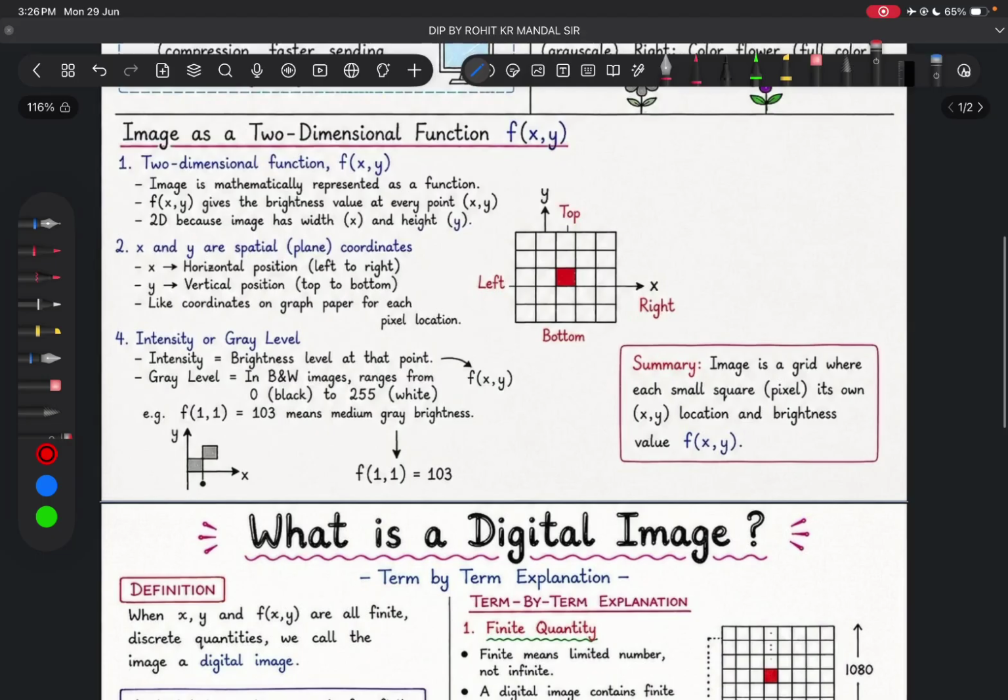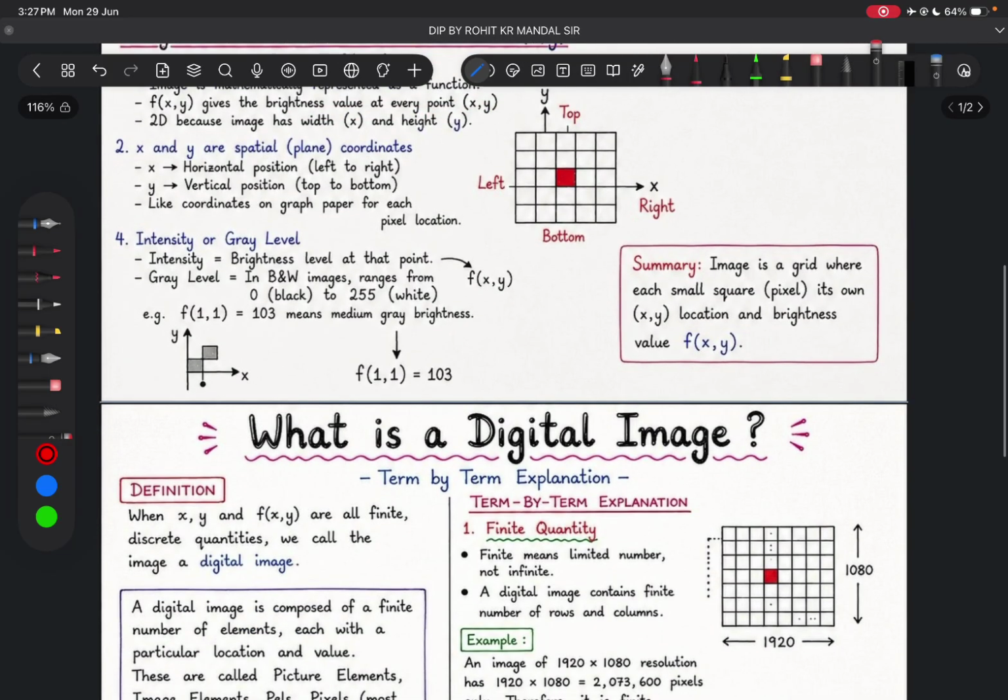So what is the meaning of f of x comma y? First, let's understand. The function f of x comma y gives the brightness value at every point in the image. In simple words, x tells us where the pixel is horizontally, and y tells us where the pixel is vertically. F of x comma y gives the brightness value, how bright that pixel is at every point.